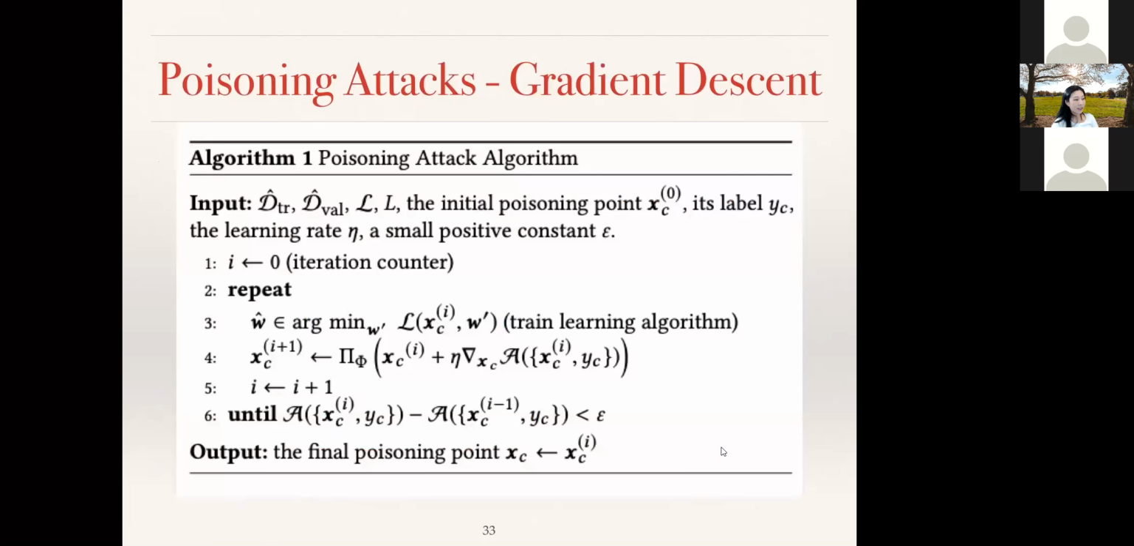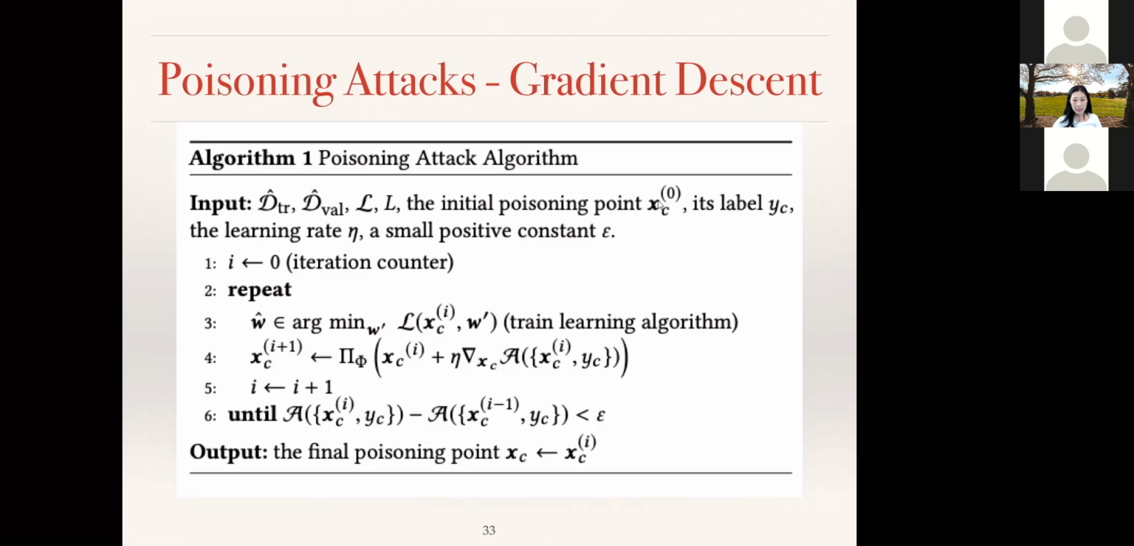Okay, so this is the algorithm. You can see you have the surrogate training and surrogate validation. You have the objective function during training, the objective function of the attacker, and the initial poisoning point, right? So this is a gradient descent or gradient ascent algorithm.